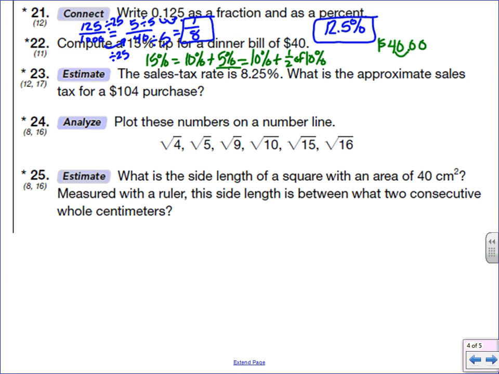So 10% of 40 is $4, which means 5%, which is half of that, half of 4 is $2. So if I add those two together, that gives me my 15%. It's $6.